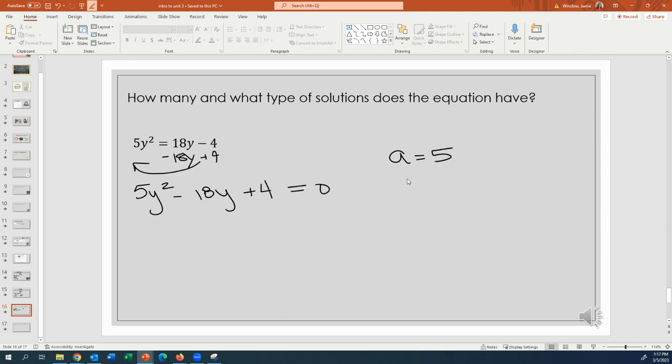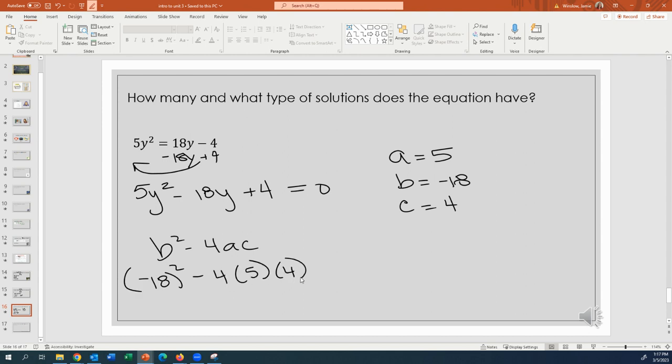Now we can find a is 5, b is negative 18, and c is 4. If you don't put it in this order first, you won't get the same answer. So make sure you do that. Here's our discriminant. So negative 18 squared minus 4 times 5 times 4. I have no idea what negative 18 squared is, so I'm going to grab my calculator. I have it on my phone. It's 324. That's a big number.